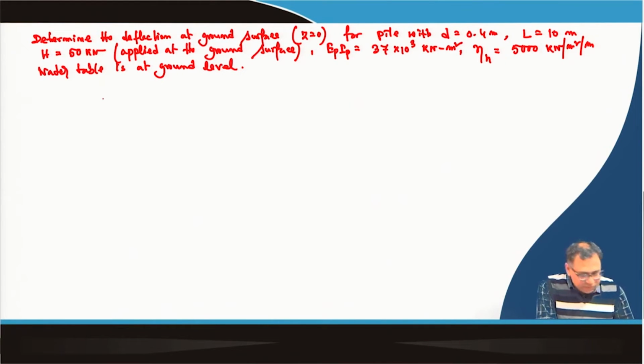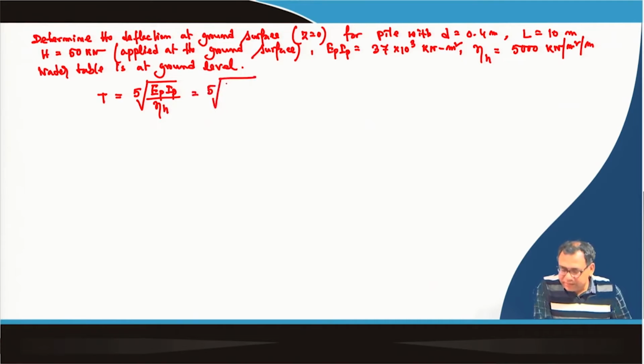So first we will check whether this approach can be used or not. First we will take the t value, which is the fifth root of Ep Ip divided by eta h. The fifth root of Ep Ip, 37 into 10 to the power 3, divided by 5000, will be 1.5 meter.